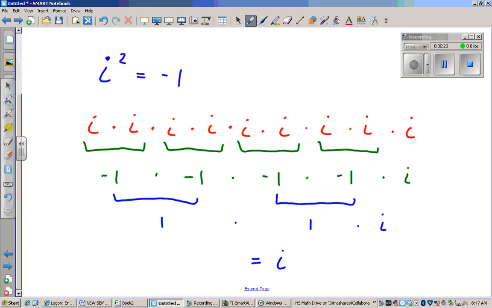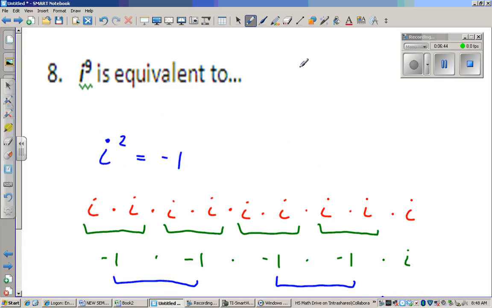The other thing you can do, of course, is recognize that there is a pattern. Any even power of i is going to be either 1 or negative 1. Matter of fact, the i values only have 4 different things. i to the 0 is equal to 1. Anything to the 0 power is 1. i to the first is i.